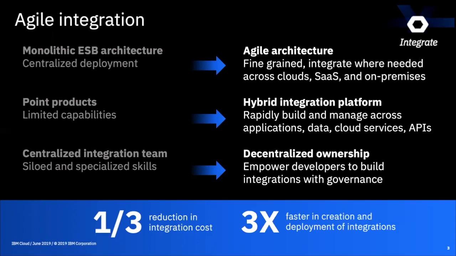So when you look at the right-hand side, Agile architecture is really an approach to move from that monolithic style of architecture into the rapid pace of Agile integration development, which means fine-grained deployment. That also means I have an ability to very rapidly make changes to any part of my integration and really allow for the dev teams to be more part of the integration process. Hybrid integration platforms help you to do this in a centralized way with consistent management and a consistent architecture. And then finally, decentralized ownership allows for many different participants to come into the process of integration development.